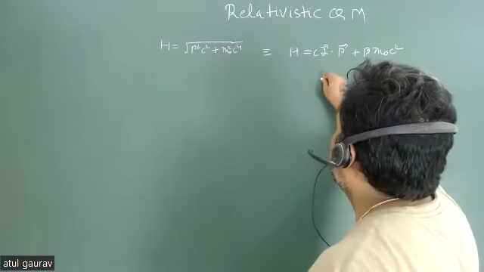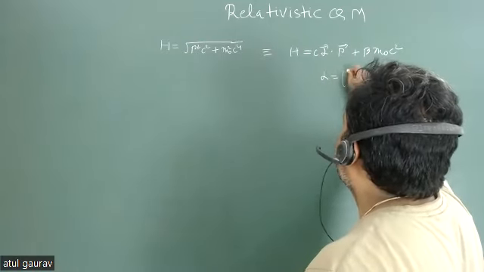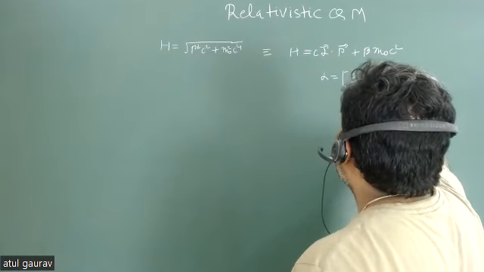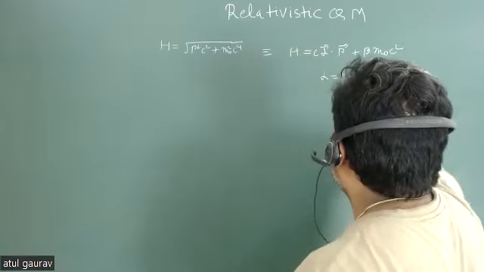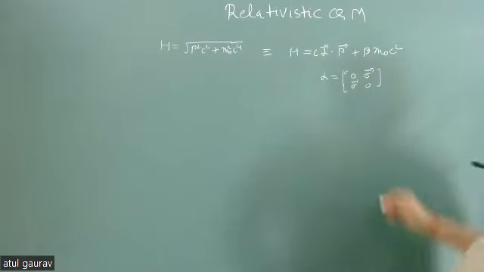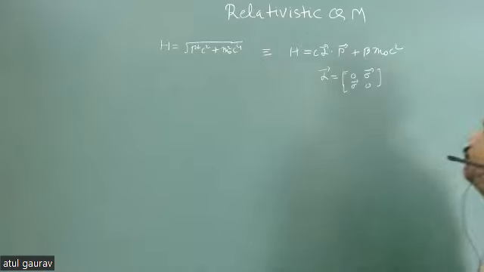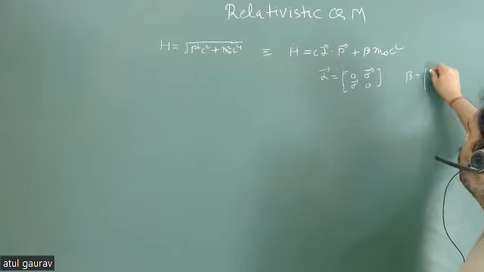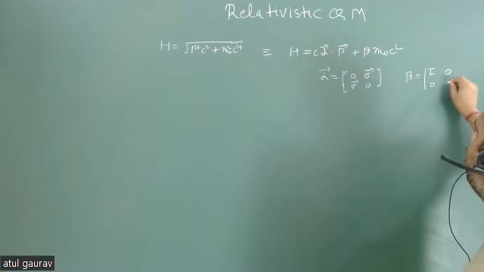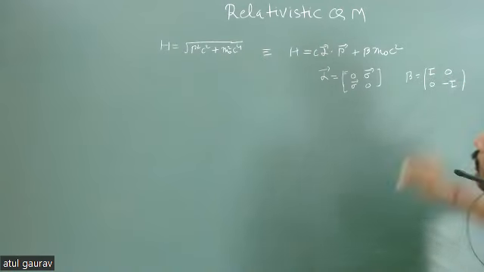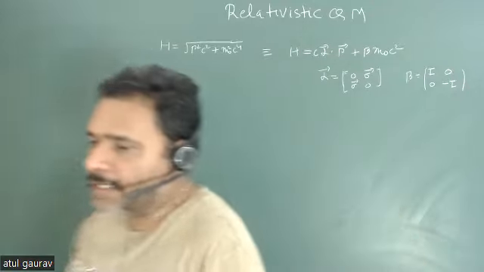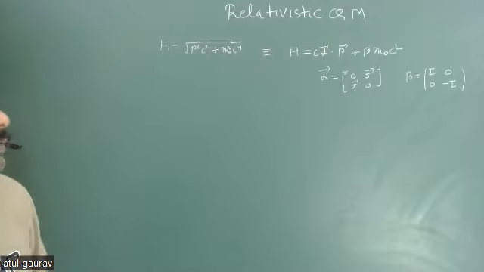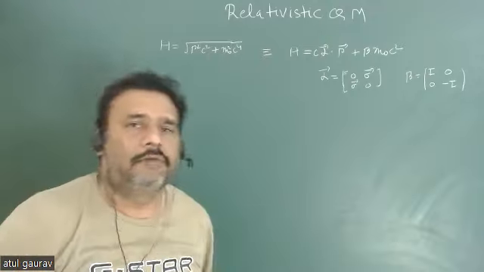And you know the value of alpha is nothing but zero, sigma, and sigma, zero. This sigma is equivalent to your Pauli spin matrices. So I can write this alpha in this form also. And my beta is equal to identity, zero, and minus I matrix. And obviously, you can write this in a 4x4 matrix also, and you can write the whole thing in a matrix form also.